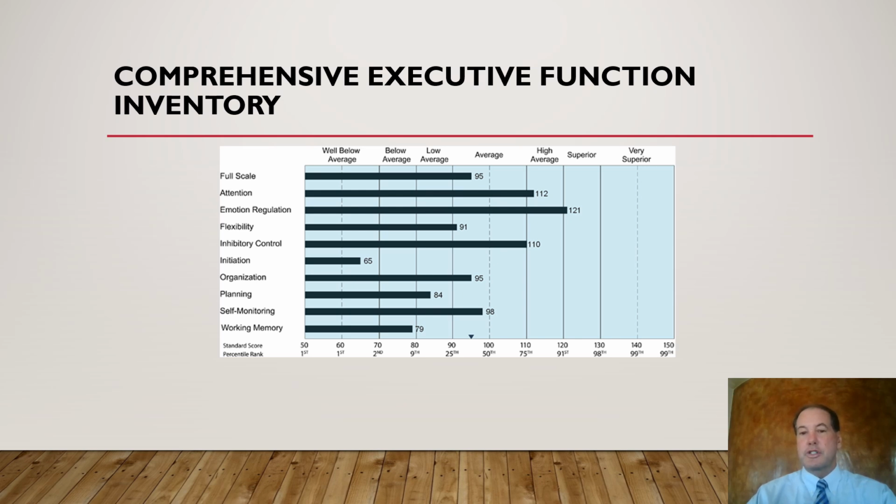It gives a full scale score on executive functioning, but it also gives an attention score, an emotion regulation score, a flexibility score, inhibition control, initiation, organization, planning, self-monitoring, and working memory. So this is a really nice assessment to give also. It looks at all those different areas.